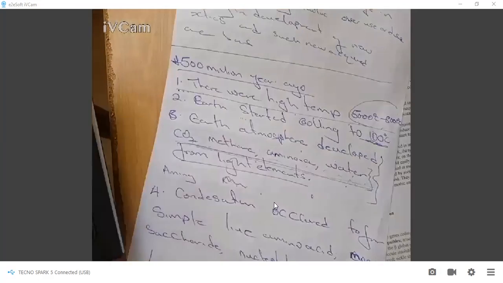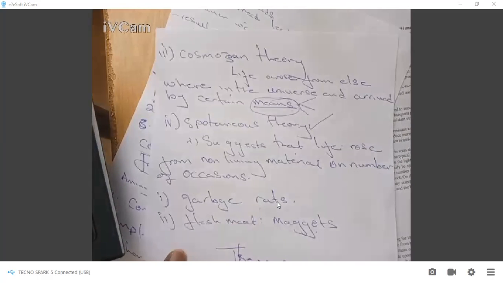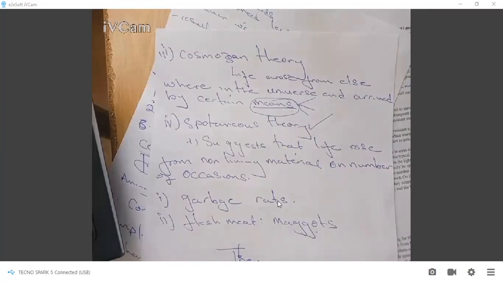Three, we said we have cosmozoic theory, which suggests that life arose from elsewhere in the universe and arrived by certain means on the earth, which means it failed to explain. But for us, we are not concerned with that. Then spontaneous generation theory suggests that life arose from non-living material on a number of occasions. Now you can go in those textbooks about this theory of spontaneous generation. You'll find different occasions given to you.